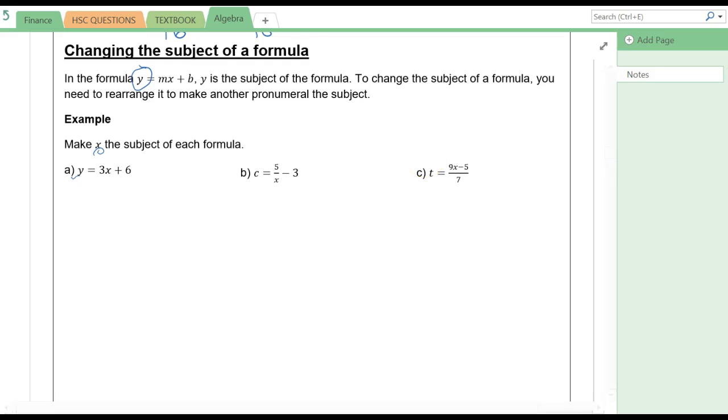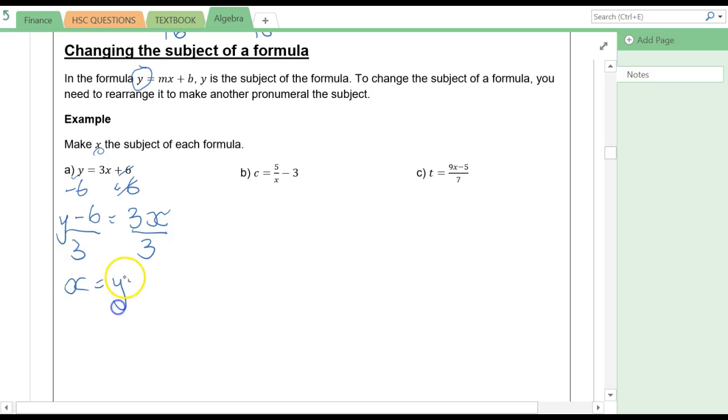When you're doing it, you're doing exactly the same as solving equations, but you're moving letters, sometimes rather than numbers. So in this one, y equals 3x plus 6. I want the x on its own, so I've got to minus the 6. So y minus 6 equals 3x. Again, I want the x on its own, so if I divide by 3, I've got x equals (y minus 6) on 3. And now x is the subject.